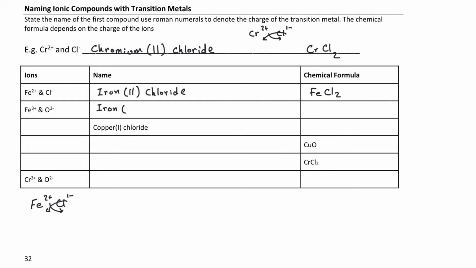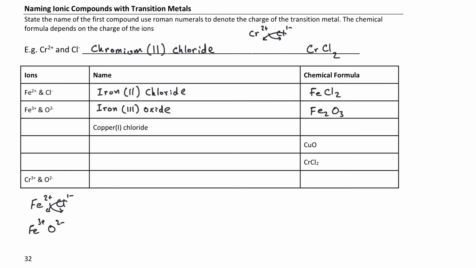So iron has a charge of 3 here, so 3, and this is going to be oxide. And it's the same idea. We got Fe 3 plus, oxygen 2 minus, and this would be Fe 2 oxygen 3.